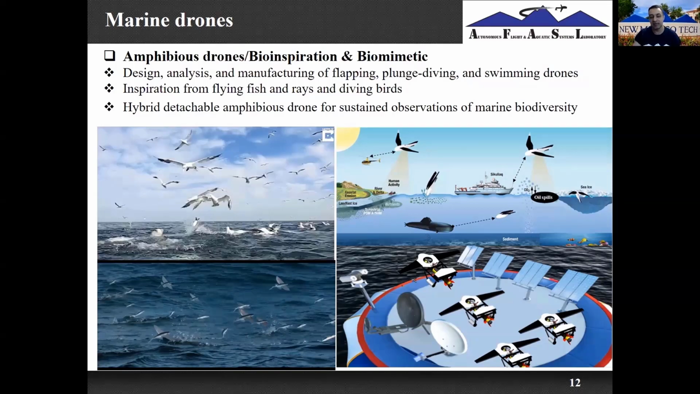These missions can be, for example, for monitoring oil spills. It can be for monitoring some species of animals under the water. It can be for different types of studies, and it can be for military applications. There are a bunch of applications that drones can have in the marine environment. So let's see this video and see what happens in nature.